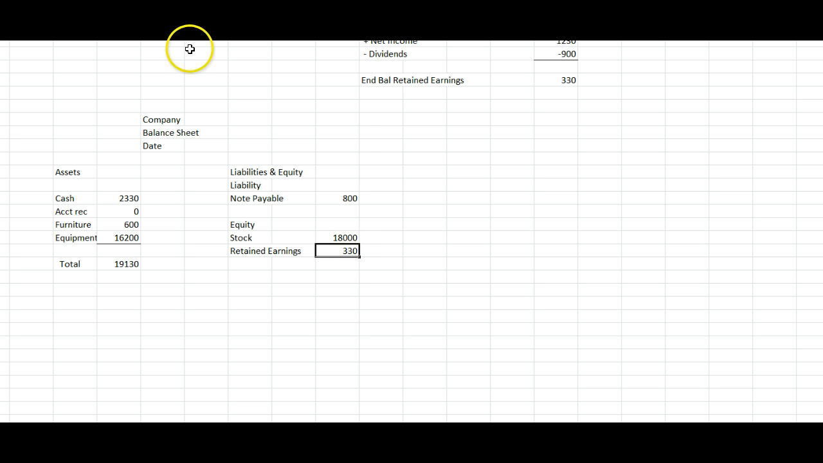Okay, so just to make it nice, I'm going to do a quick total on equity. Equity is $1,830. We're going to add that to our liabilities, and we're going to have our total equity plus our total liabilities. That's $19,130. So if we're in balance, the total of our liabilities and equity should equal the total of our assets. And it does here. So that's the end of our lesson.